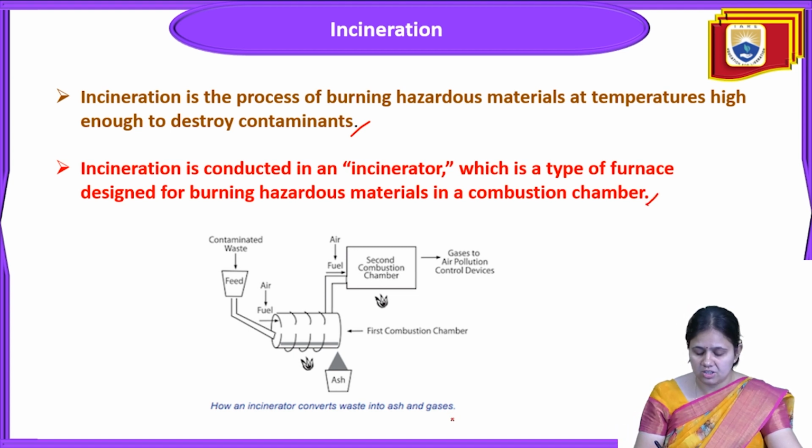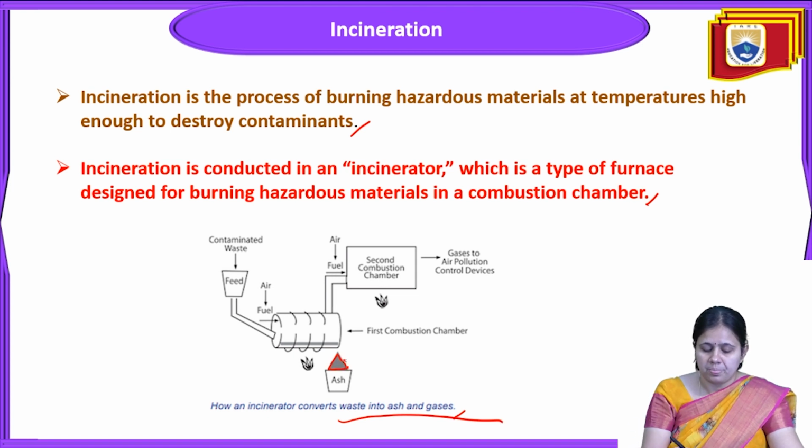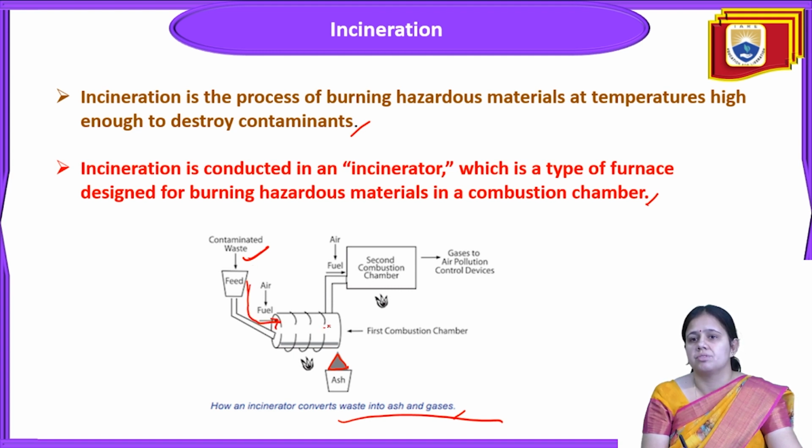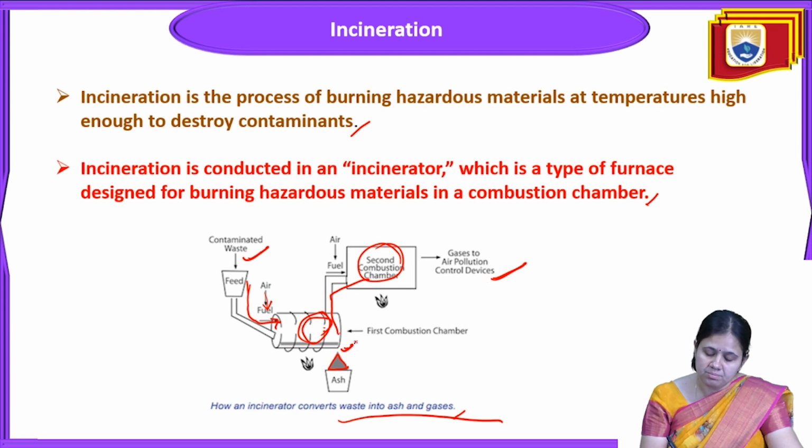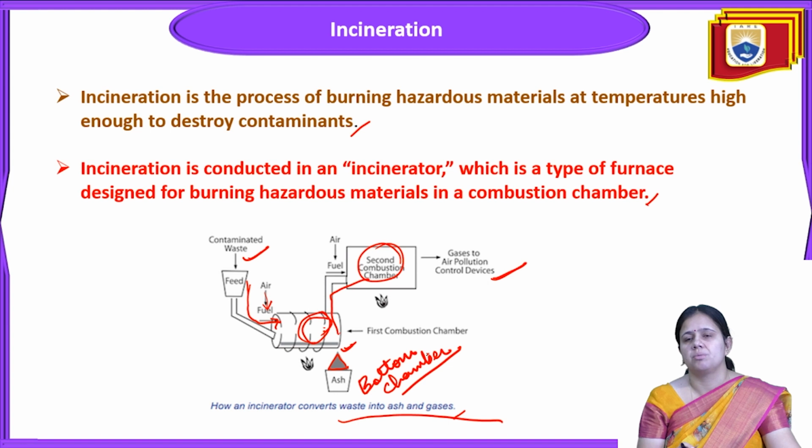You can see that incineration can convert waste into ash and gases. This ash will be collected. First we feed the contaminated waste from this side, and it enters the combustion chamber. This is the first combustion chamber, where air is supplied, and then the material goes to the second combustion chamber, where it is also burning at a very high temperature. Then the gases go to the air pollution devices, and from here there is a bottom chamber. We collect the ash from this bottom chamber.